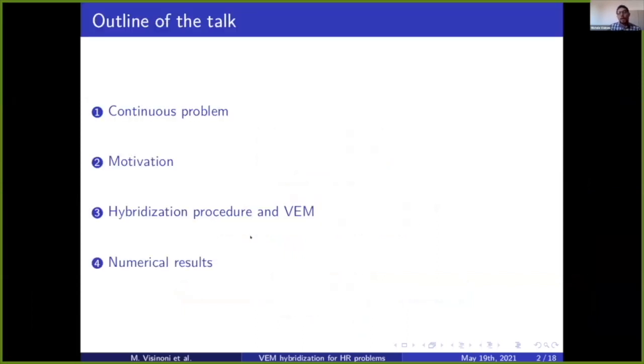This is the outline of the talk. First of all, we recall the problem that we have already seen this morning in Carlo's talk. Then we give you the motivation behind this work. And then we highlight the main features of the hybridization procedure and the VEM. Here we do not enter into details, but we can see the definition of the local space and the discrete problem. Finally, we will see some numerical results.